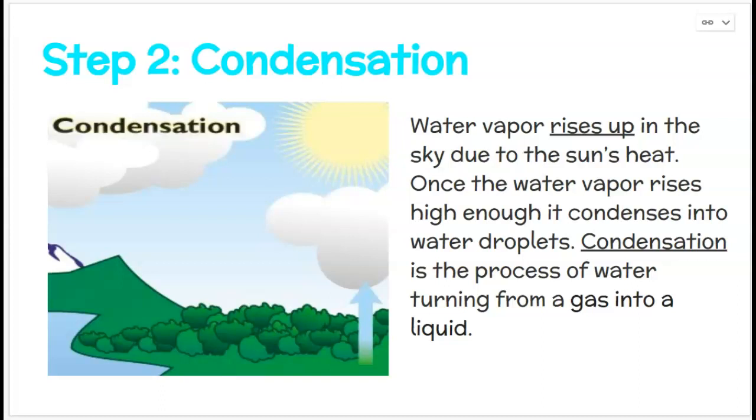Step 2 of the water cycle is condensation. Water vapor rises up in the sky due to the sun's heat. Once the water vapor rises high enough, it condenses into water droplets. Condensation is the process of water turning from a gas into a liquid.